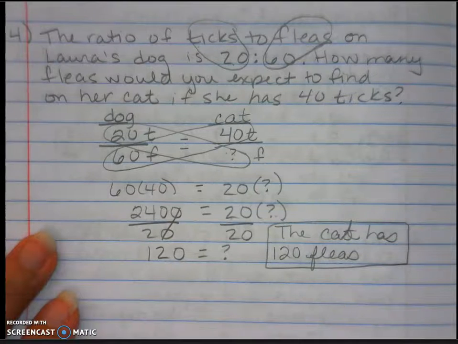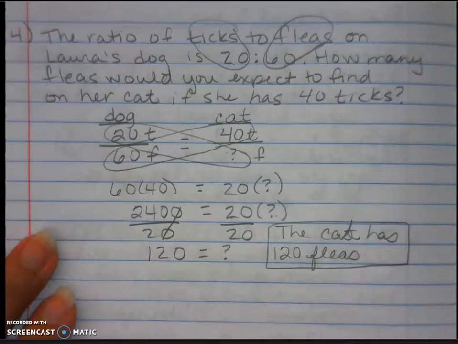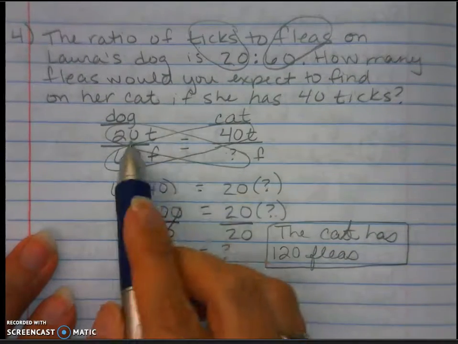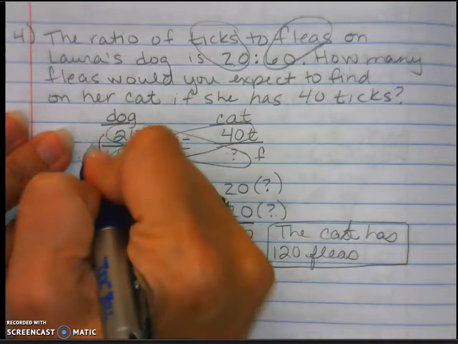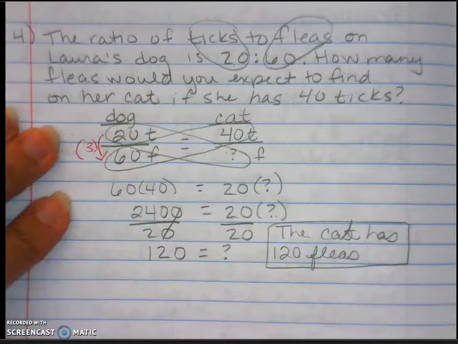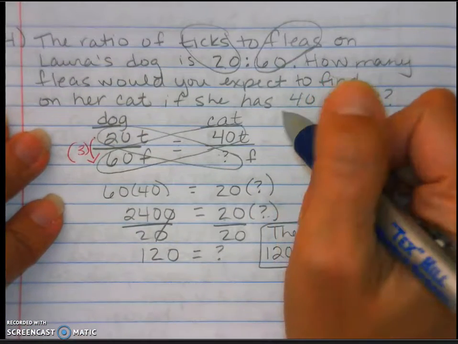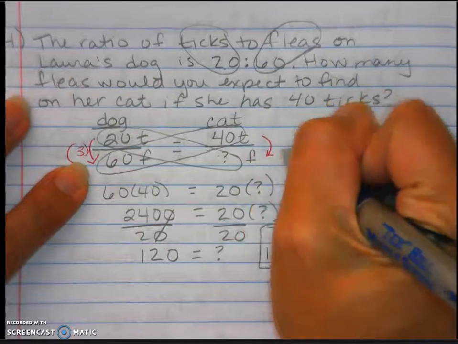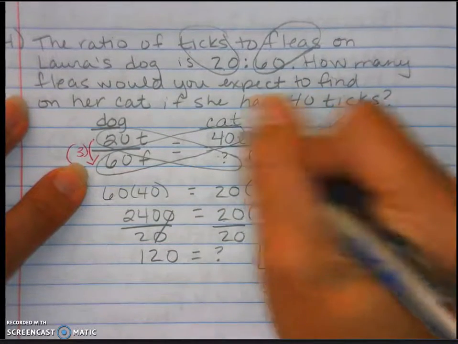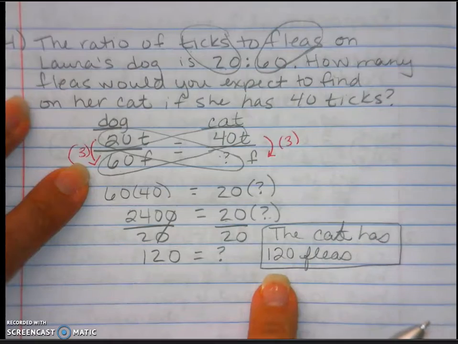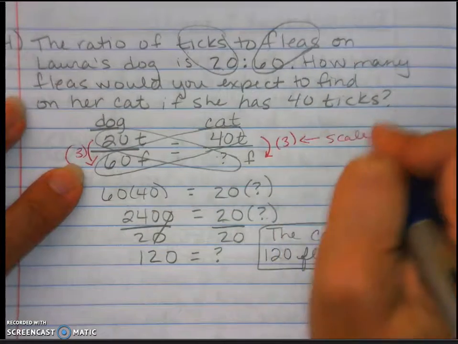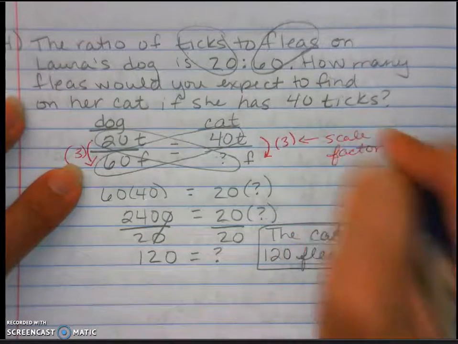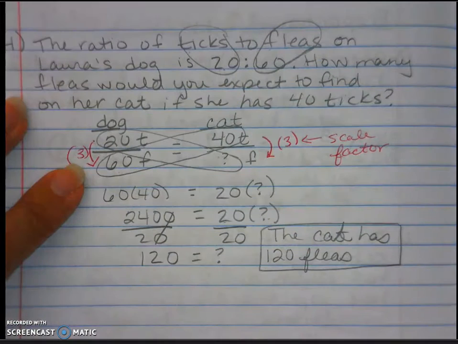A second way you can do this is you can look for a pattern between the top and the bottom or going left to right. So if I look here from top to bottom, I know that 20 times 3 is 60. So just like in all things math, if we do something to one side, we have to do it to another. So I can say 40 times 3, which does happen to be 120. This is called a scale factor. It is a number that you can multiply both sides by to keep them equal.